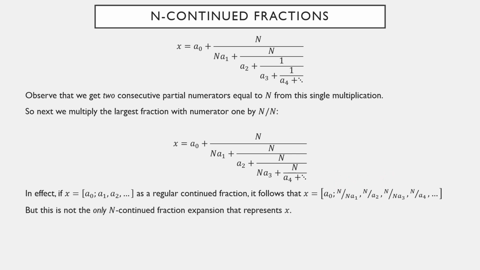This, however, is not the only n continued fraction expansion that represents x. If you start from the regular continued fraction, a0, a1, a2, and so forth, by taking all of the odd indices and multiplying them by n and making all of your numerators n, you'll have the same number. So if you have an irrational x, there is a way to represent it as an n continued fraction, but it's not the only way.